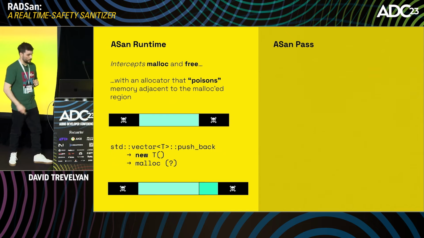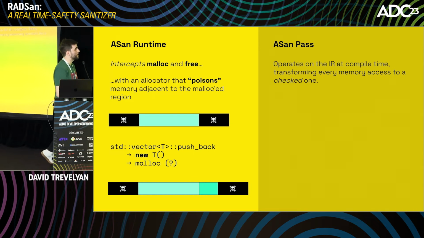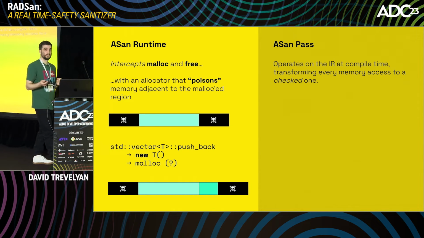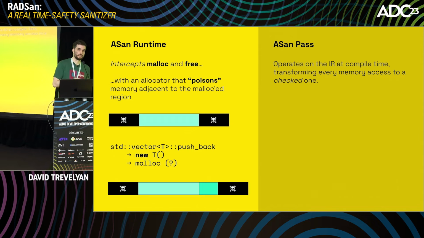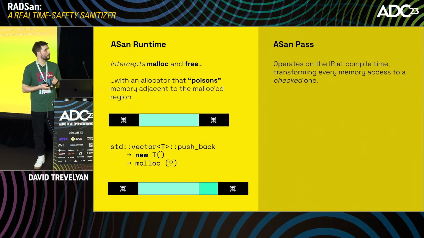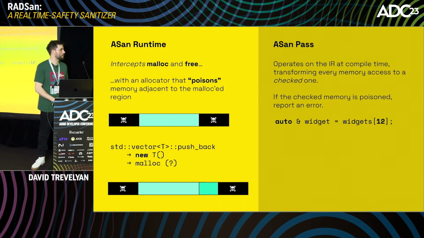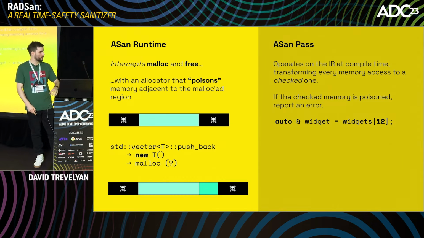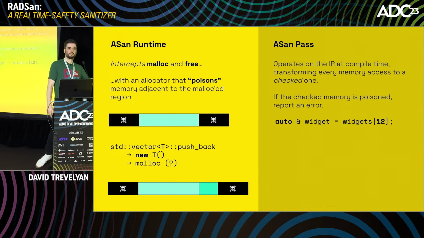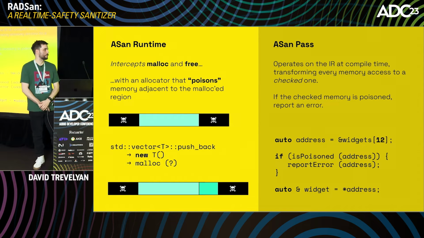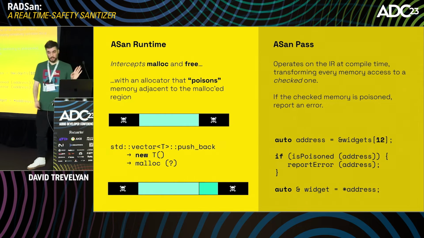Now the pass that happens at compile time, operating on the intermediate representation, all it does is transform every single memory access into a checked one. And that check says, is the memory poisoned? If yes, report an error. If no, carry on as normal. So if it were written in C++, it would transform some code that tries to access some memory into one that takes an address, checks if it's poisoned, reports an error if it is, otherwise carries on. And that's it. That's it.